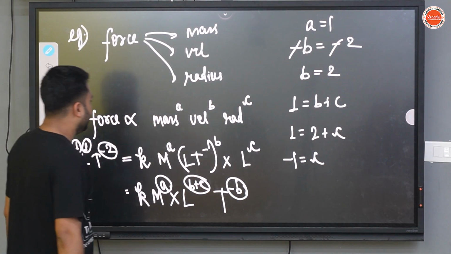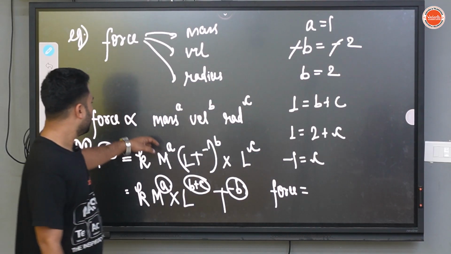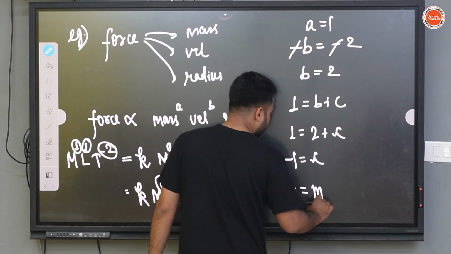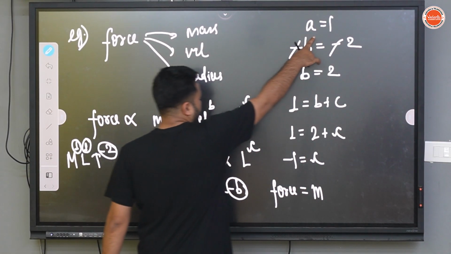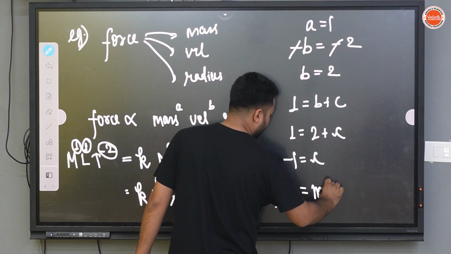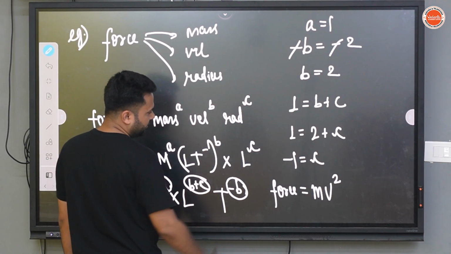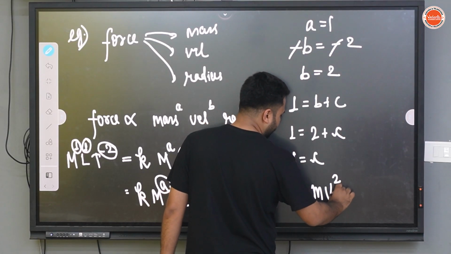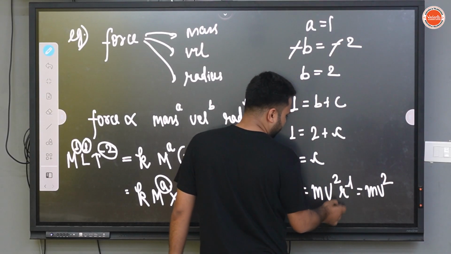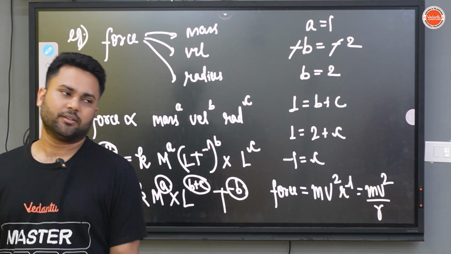So what can we write? Force equals mass to the power A, so mass to the power 1. Velocity to the power B, so velocity to the power 2. Radius to the power C, which is minus 1, so r to the power minus 1. We can write it like this also: m v square by r, centripetal force.